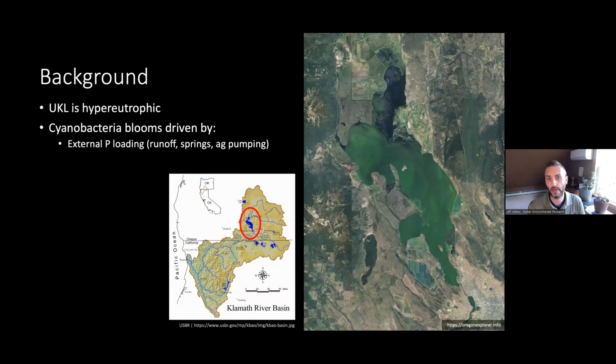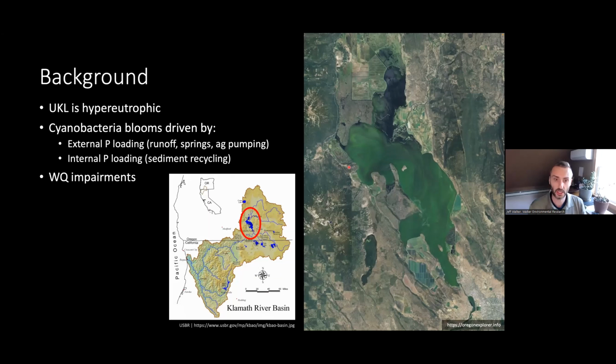These are driven both by external phosphorus loading, so all the phosphorus coming from the watershed through watershed runoff, spring seepage, pumping from agricultural areas around the lake. There's also considerable internal loading, which is the release of phosphorus from the sediment into the water column, so coming from below. And we're going to talk more about those two sources and how they're related.